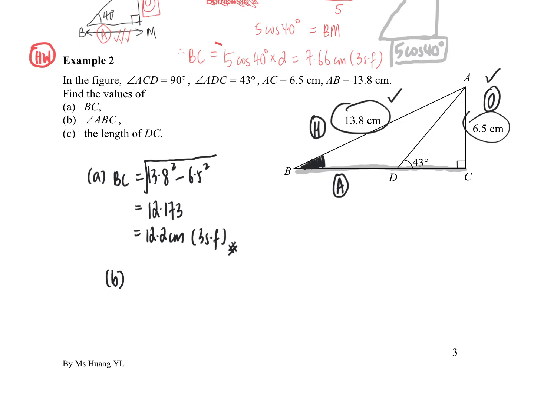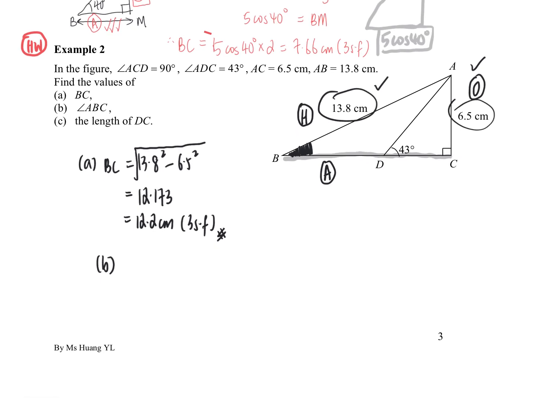So between O and H, what ratio should I use? TOA CAH SOH. O and H. All three can, but OH we use what? Sine. So sine of the angle ABC is O over H. So to find the angle ABC, bring the sine over to get sine inverse.